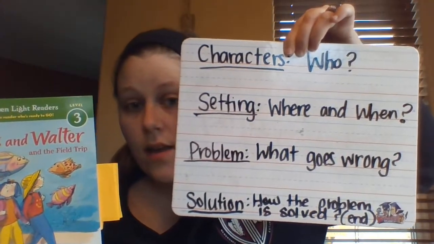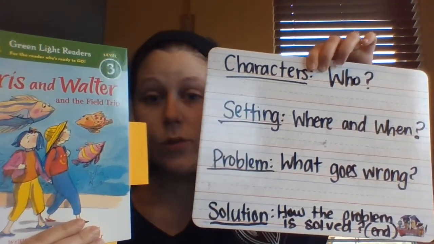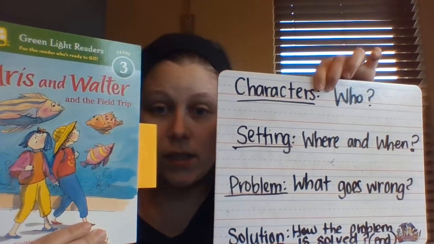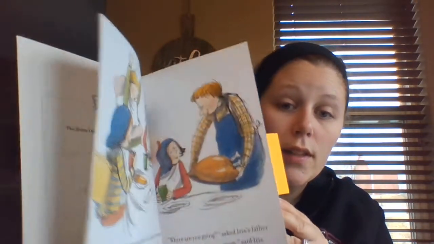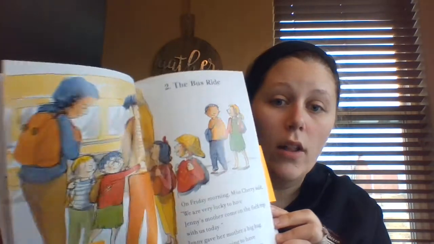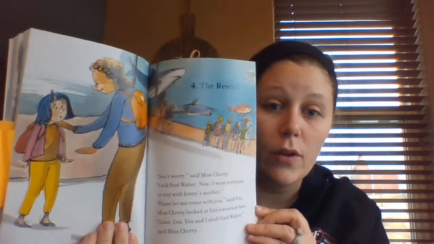So I want you to think back. I know it might be kind of hard, but think about who the characters are in the story. Remember, characters are who is in the story. Can you think of some of the characters that were in this story? That's right. Iris is in the story. Walter is in the story. We talked about how their teacher was in the story, their classmates, their family members, and all of the kiddos in their class. Those were the people, the who was in the story. The characters are who is in the story.